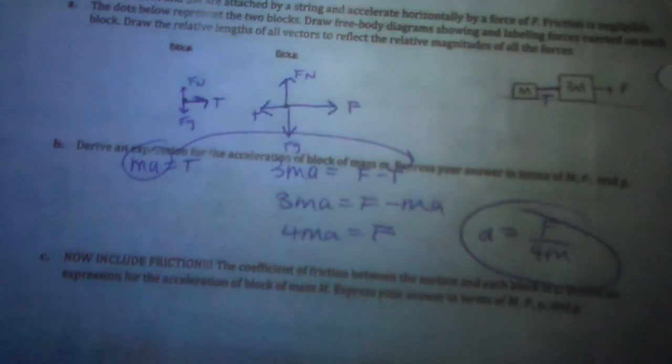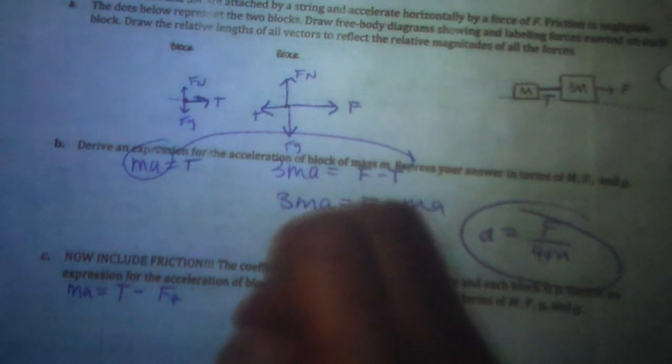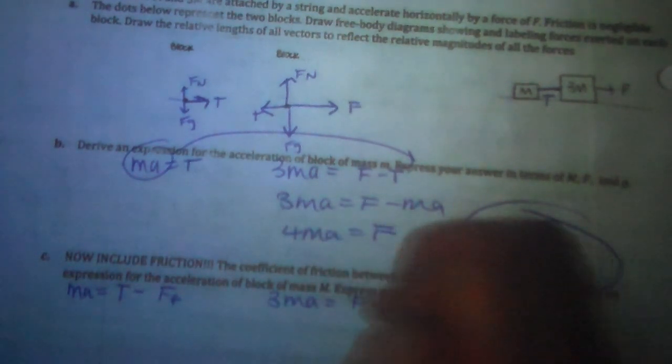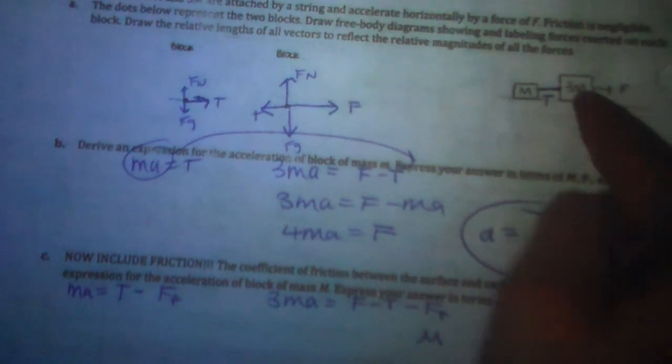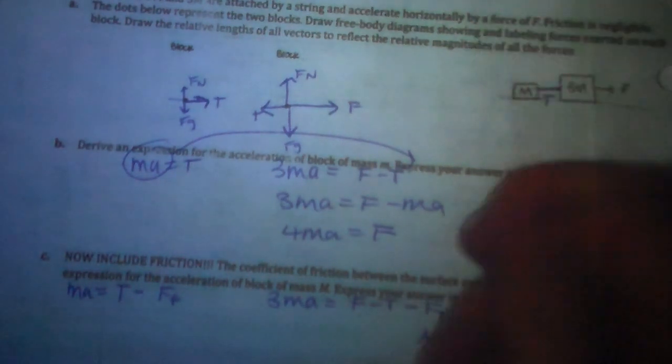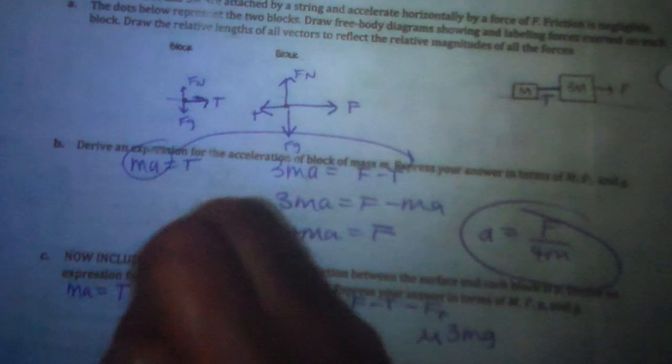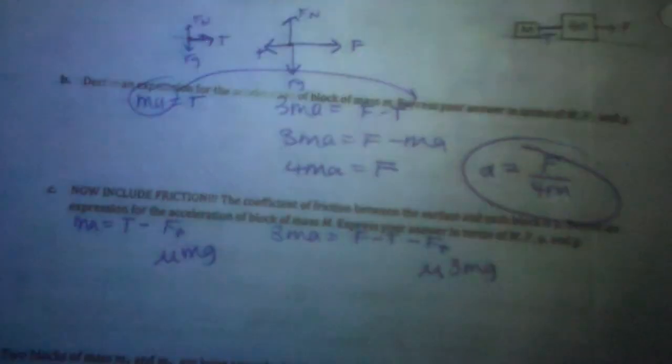Now we're including friction, so I still have MA, but this would be minus friction, so T minus force of friction. 3MA is F minus T and minus the force of friction being mu Fn. Fn is just equal to your weight because it's on a surface, so that one would be 3mg, and this one would be mu just mg.